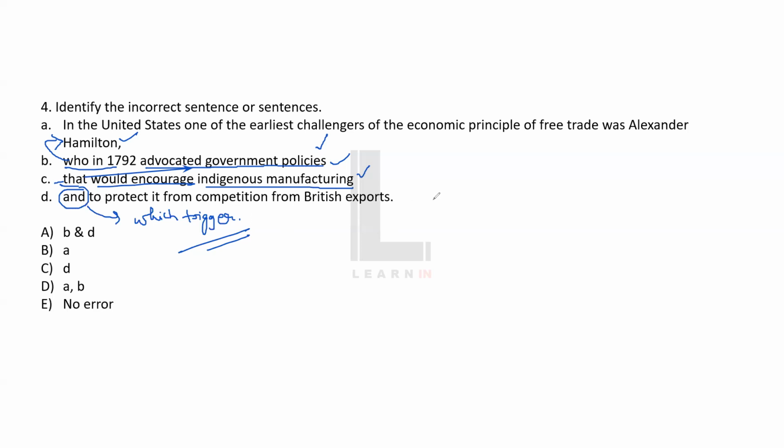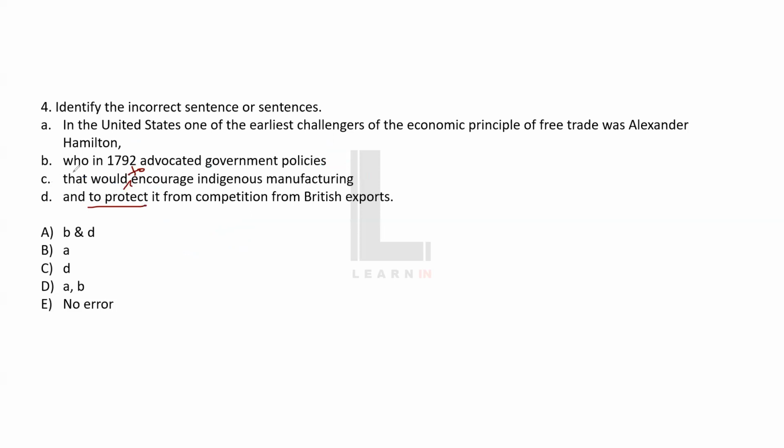Tense is one of the things. Now, if there is a 2 here, there should always also be a 2 here, right? To protect, would, to encourage, right? To encourage and to protect should have been there.